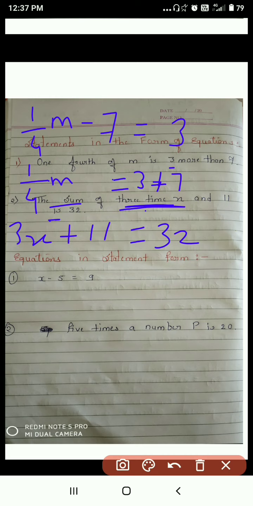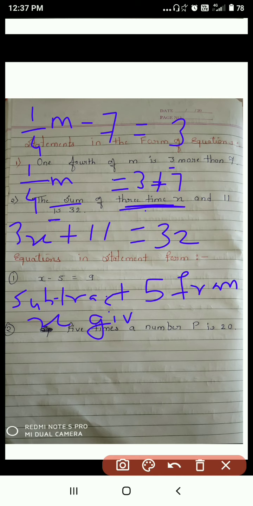Now new topic, equations in statement form. Thus vice versa. Here in the previous one we have framed the equation from a statement. Now here from an equation we have to make a statement form. So x minus 5 equal to 9. Now right here, subtract, because minus is given there, and minus means subtraction. Subtract, what we are subtracting? 5. Subtract 5 from x equal means gives, or is, we can say either gives, whatever, 9.